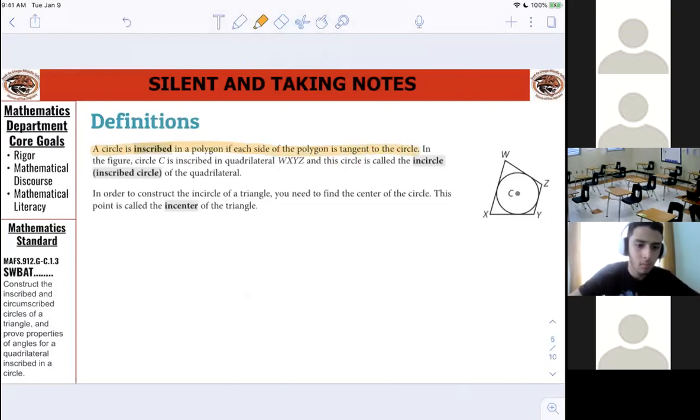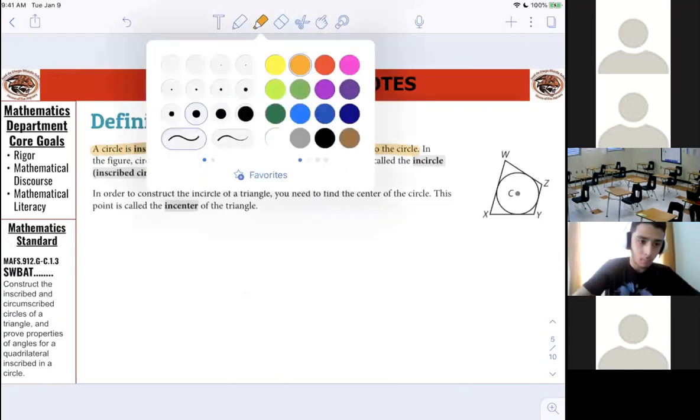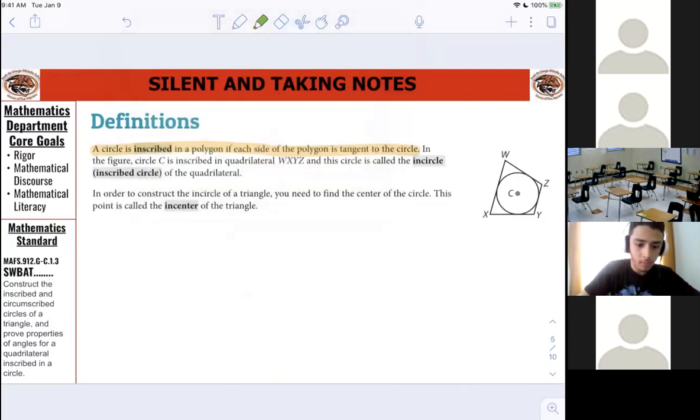Good. Then Jalen. In the figure, circle C is inscribed in quadrilateral WXYZ, and this circle is called the inscribed circle of the quadrilateral. In order to construct this incircle of a triangle, you need to find the center of the circle. And this point is called the incenter of the triangle.